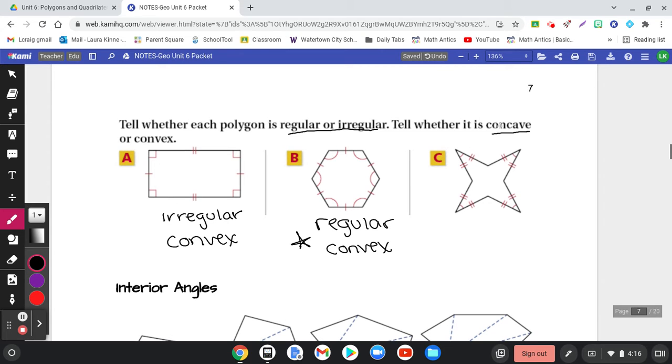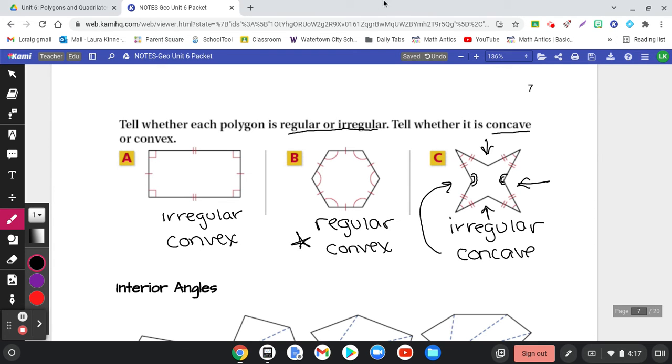Now, this one looks like it might be regular because if you look, all the tips, those little angles, are the same and all the sides are the same. But look at right here. This is an angle too. So is this. All right, so it's actually irregular. And it's concave because it's caved in right here and right here. It's like it pushed in, it caved in. Anything that's concave will always be irregular.